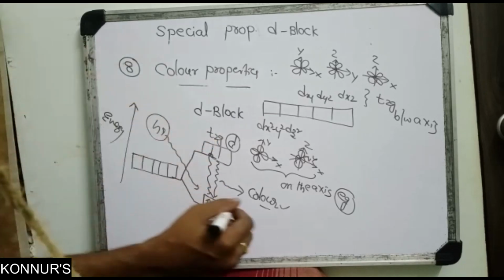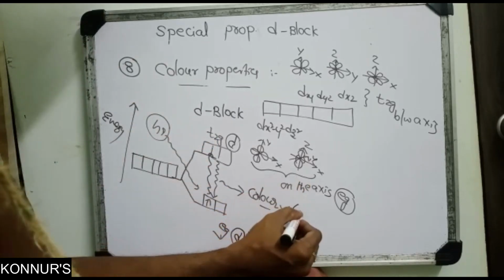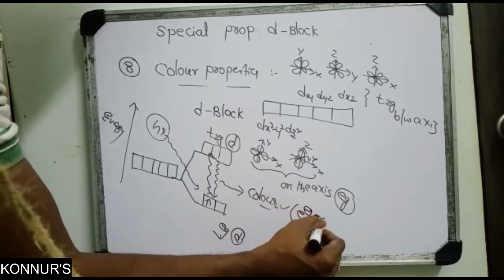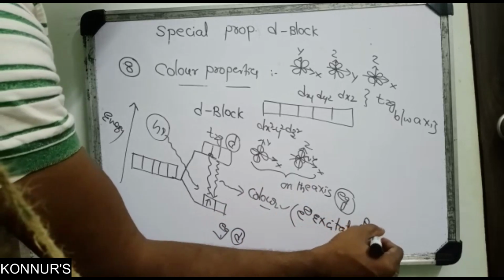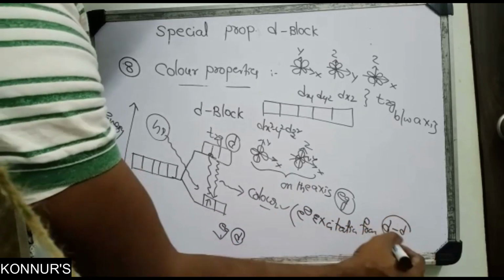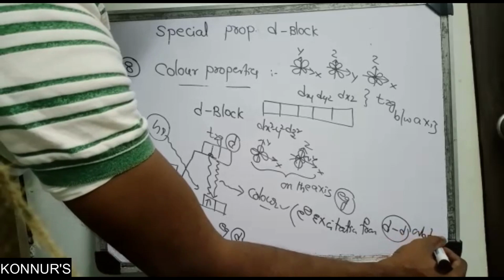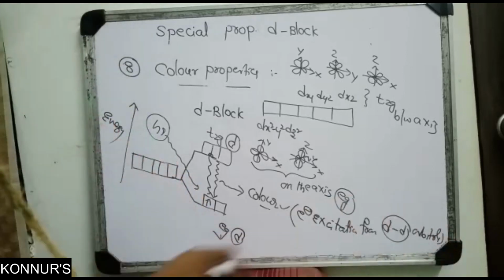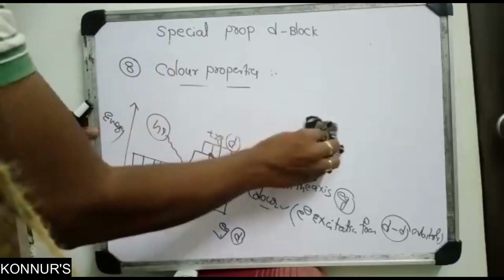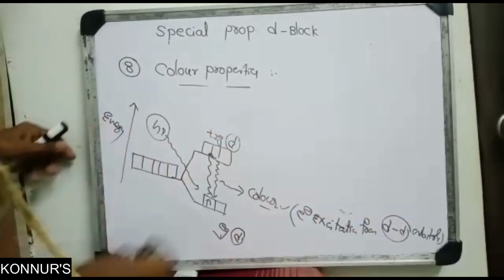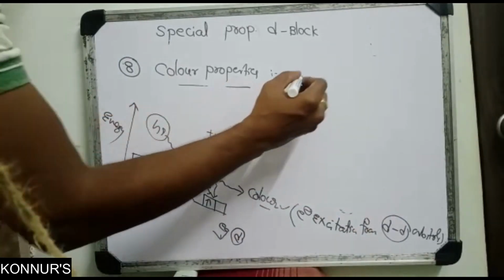So in one word you can write the answer: electron excitation from d to d orbitals. So this is the answer. Next, complementary colors will be there. So, complementary colors.